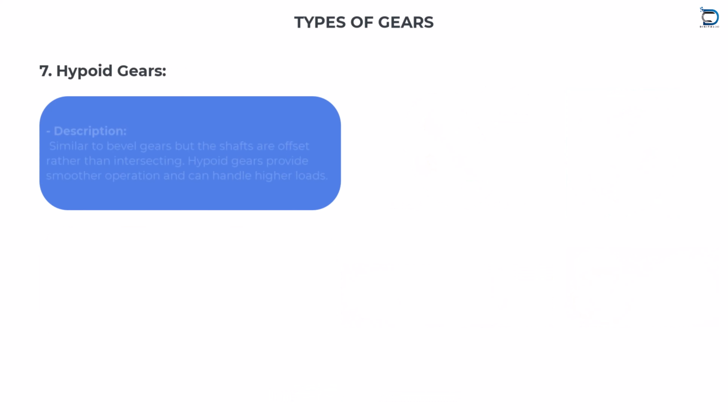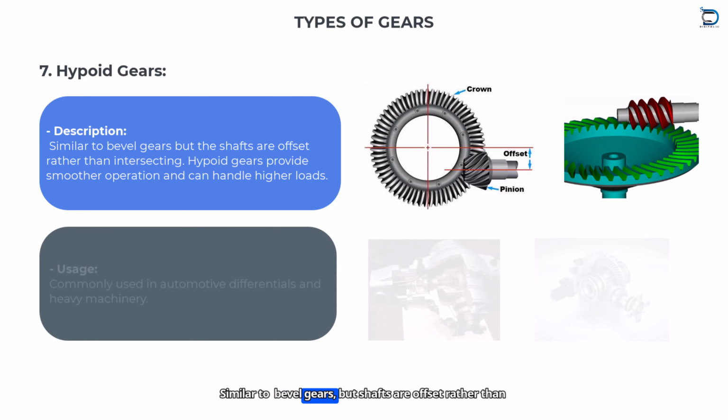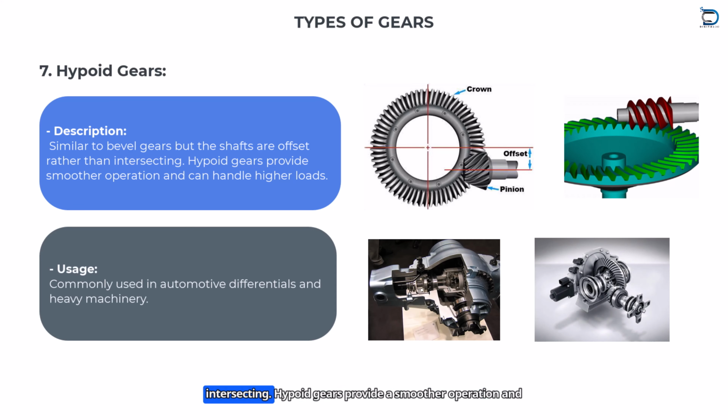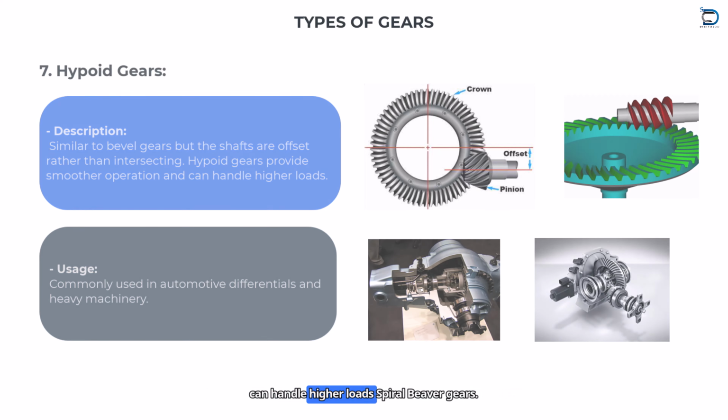Hypoid gears. Similar to bevel gears, but the shafts are offset rather than intersecting. Hypoid gears provide smoother operation and can handle higher loads.